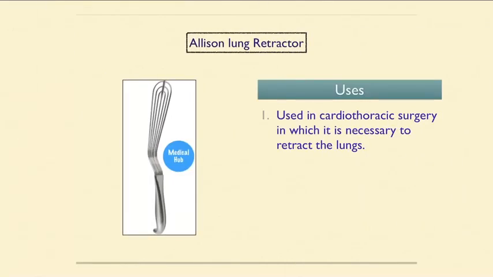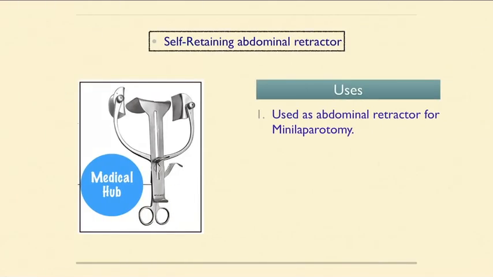Next is Allison lung retractor. It is used in cardiothoracic surgery in which it is necessary to retract the lungs. Okay. Self-retaining abdominal retractor. It is used as an abdominal retractor for mini laparotomy.